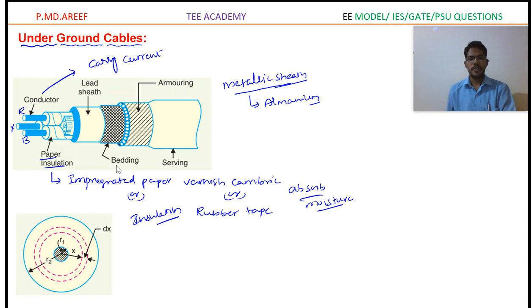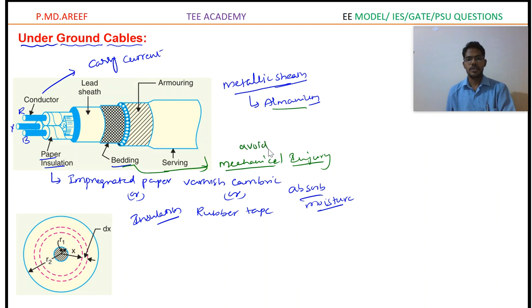Next, after that there is bedding. What is the purpose of bedding? There is an aluminum or metallic sheet, and when you are using this cable under the ground, bedding is there to avoid mechanical injury. The metal is going to corrode because of the moisture present in underground cables. So it is used to avoid the moisture content, and to avoid this corrosion we use this bedding.